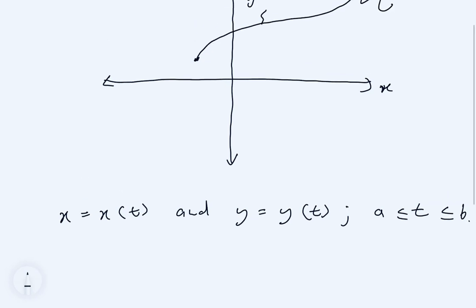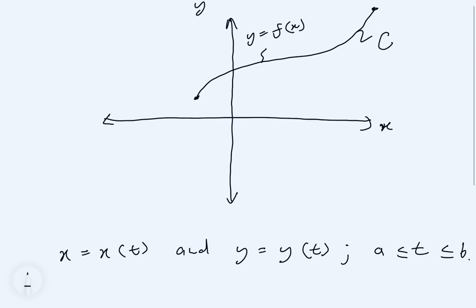So this is our rough sketch of our curve in R2. The label for our curve is C, the equation is y is equal to f of x. And this curve also has parametric equations, x is equal to x(t) and y is equal to y(t), and t is between a and b. That's the range for the parameter t for this curve. So therefore, now we want to calculate the arc length of this curve.